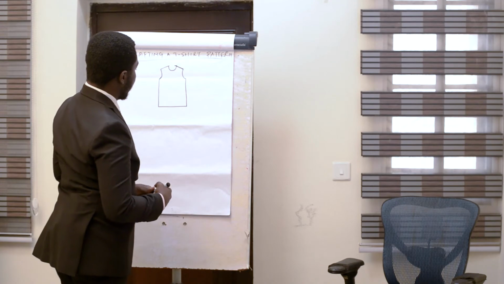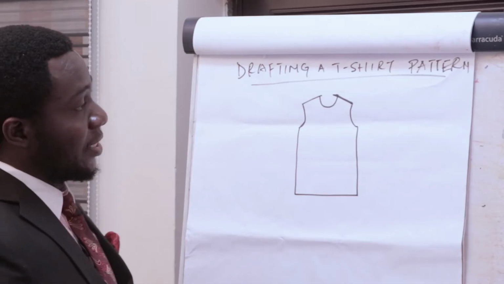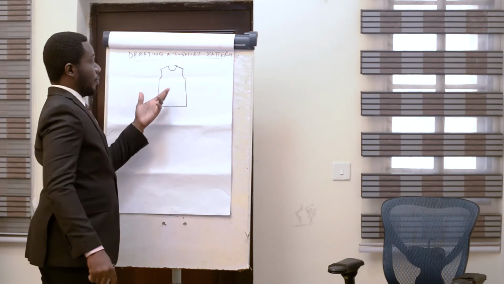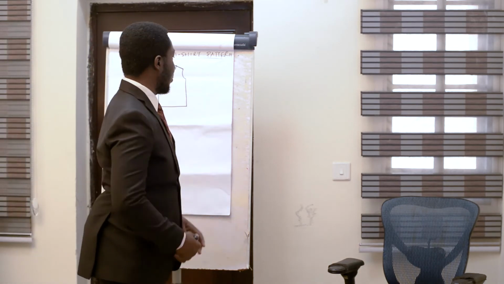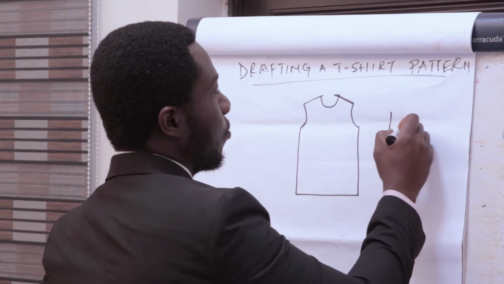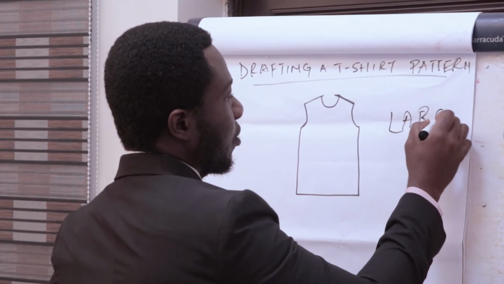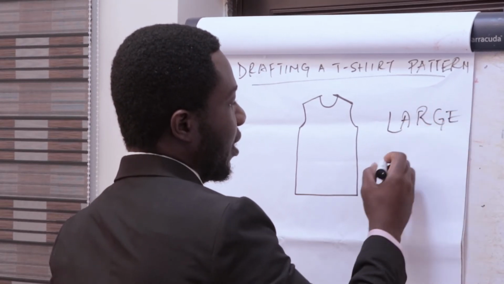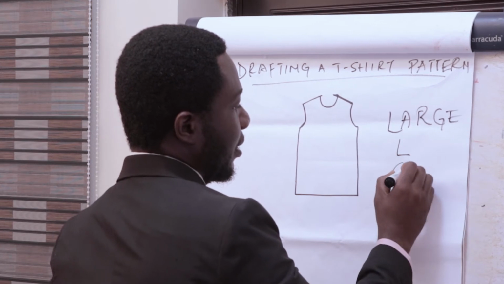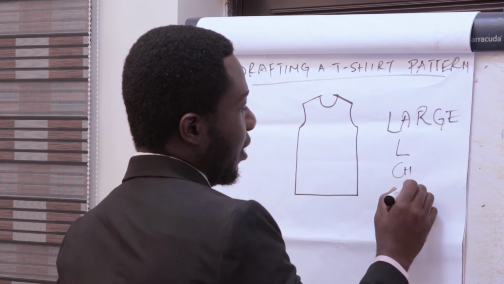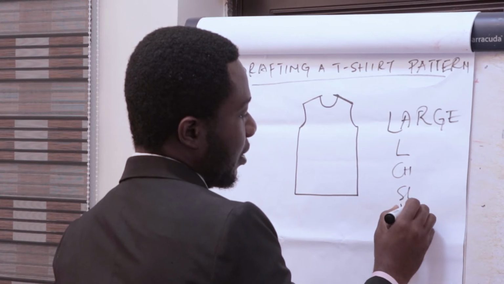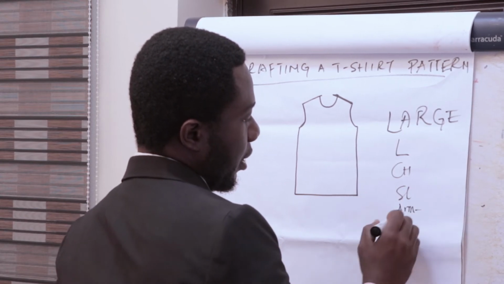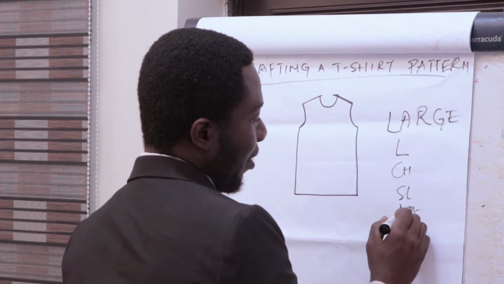Basically, you start, the first point where you start from, say let me say, for example, we want to cut the t-shirt for a large shirt, a large t-shirt. So for t-shirts, all you need is length, chest, and the sleeve length, and also the arm circumference, and then the round sleeve.